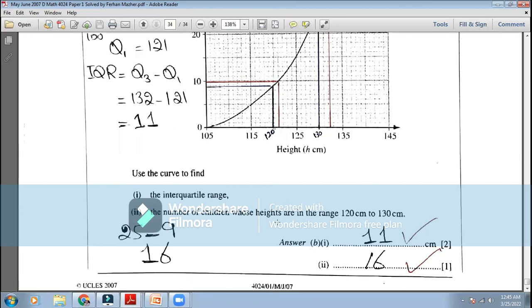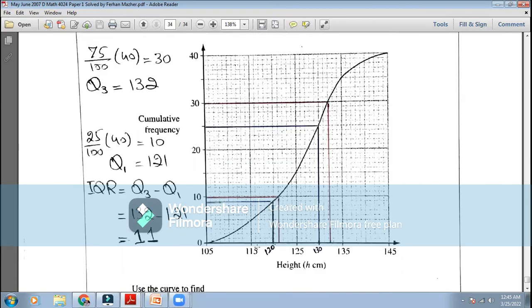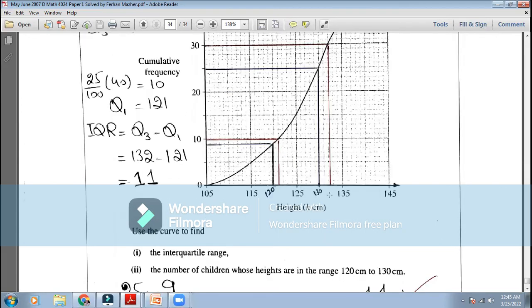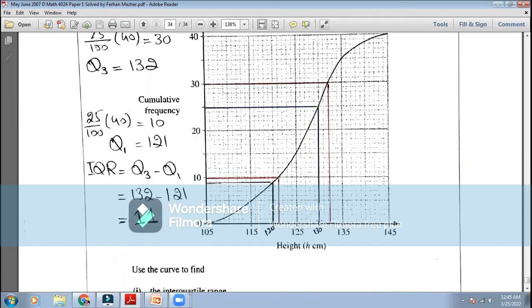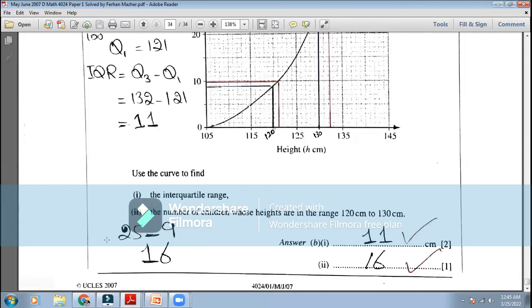Then they ask for the number of children whose heights are in the range of 120 centimeters to 130 centimeters. So from 120 centimeters, I will draw a line, and when it cuts the graph, I will check the value here. It's approximately 9. And from 130 I will go to the graph and check the value here. It's approximately 25. So subtract them, you will have 16. So there are 16 children whose heights are in the range 120 centimeters to 130 centimeters.